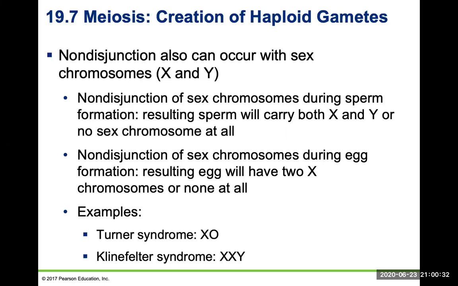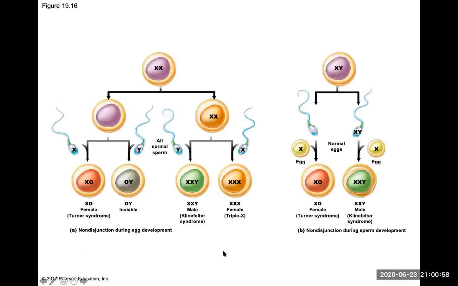Non-disjunction can also occur with sex chromosomes, where the non-disjunction of a sex chromosome during sperm formation could result in a sperm that carries both X and Y, or no sex chromosome at all, and non-disjunction of a sex chromosome during egg formation, the resulting egg will have two X chromosomes, or none at all. And examples of this are what we call Turner syndrome or Klinefelter syndrome. So this is showing Turner syndrome or Klinefelter syndrome in females and males.